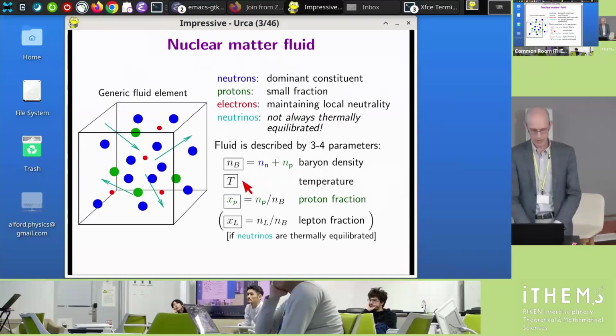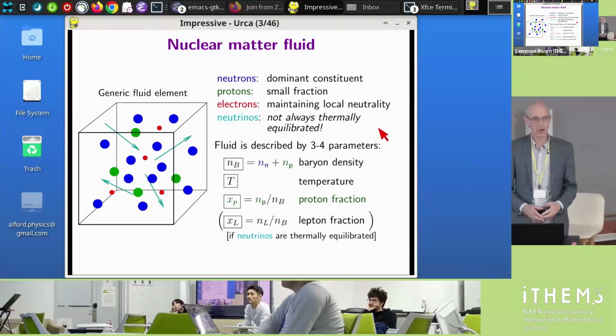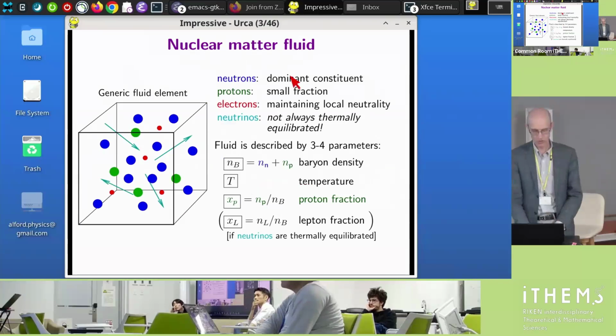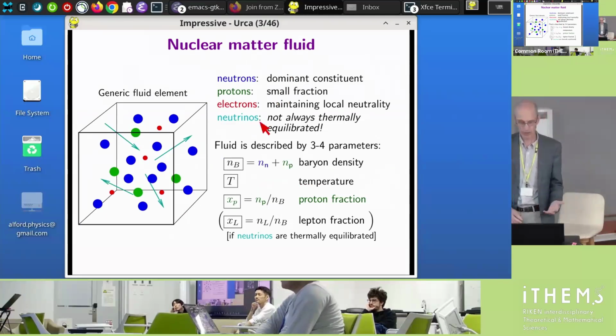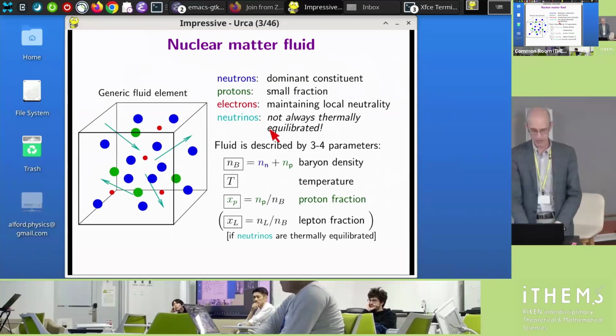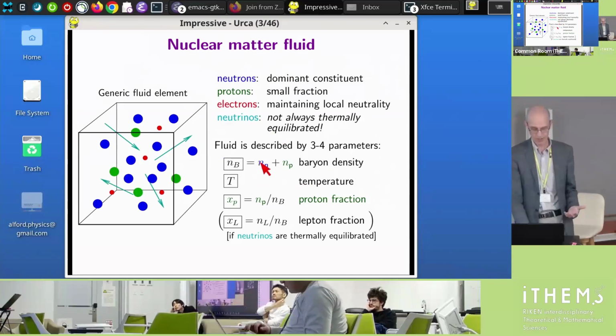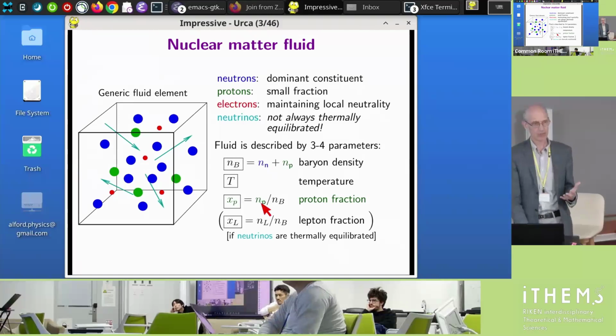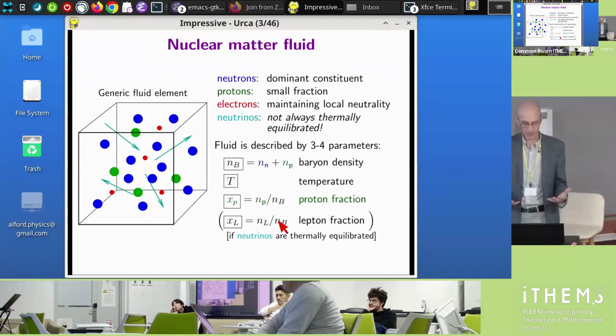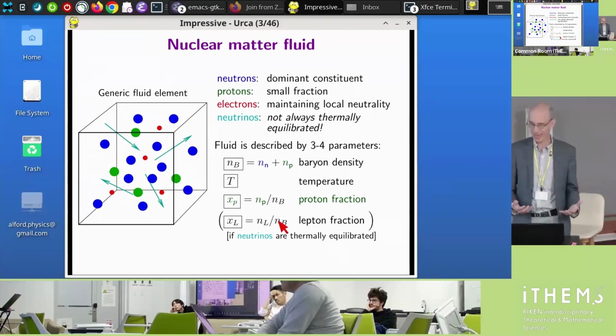So, okay, let's orient ourselves. Here we're talking about ordinary nuclear matter, the standard nuclear matter fluid with neutrons, protons, and electrons, mostly neutrons, a few protons, an equal number of electrons to be electrically neutral, and neutrinos, which may or may not be thermally equilibrated, or the other three are thermally equilibrated. And so it's described by these parameters. Tell me the density, tell me the temperature, tell me the proton fraction, and if the neutrinos are trapped in there, then also tell me the lepton fraction, and that tells me what this fluid element consists of. That's the relevant statistical mechanical information about this fluid element.